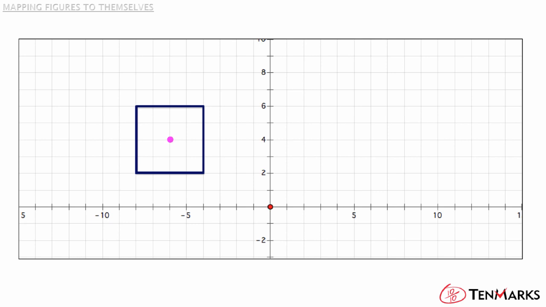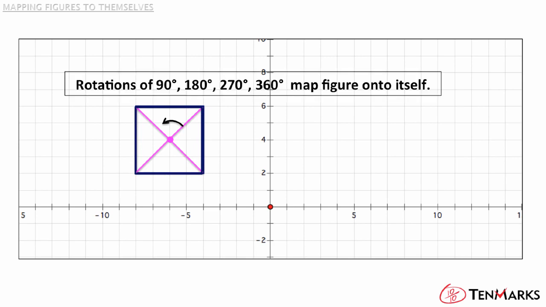The best way to find the lines of rotational symmetry for the square is to draw lines from the center of rotation to each of the vertices. Each angle is 90 degrees, and watch what happens when you rotate the figure 90 degrees. It maps onto itself. This is true for all of the angles. So rotation of 90 degrees, 180 degrees, 270 degrees, and 360 degrees would map this figure onto itself.